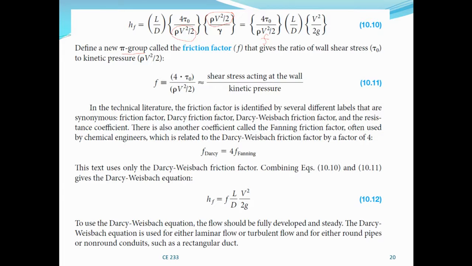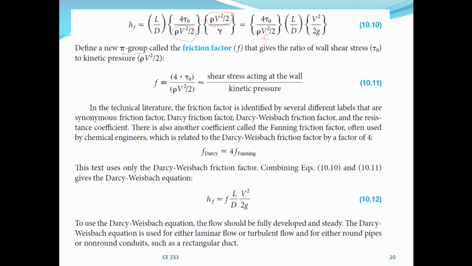So we have placed this constant because this is a constant. The shear stress. Okay, once it is fully developed, the shear stress becomes constant. We explained this yesterday. Okay, and the velocity is constant. Okay, and then the density is constant. So the friction factor is simply approximately equal to the shear stress acting on the wall over the kinetic pressure. Okay, over the kinetic pressure.